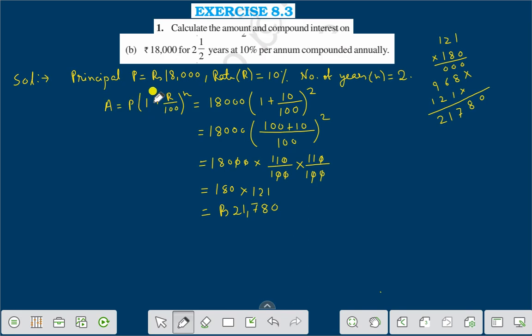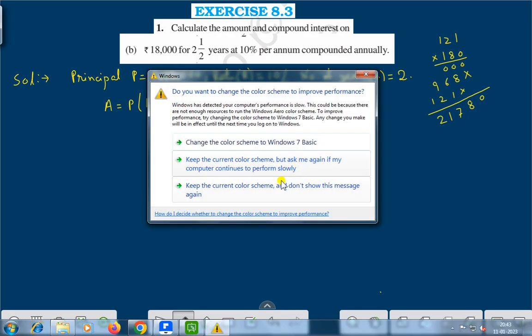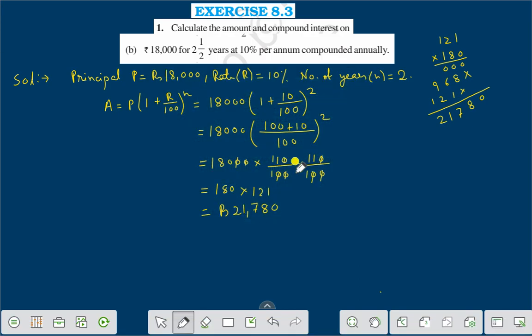A is equal to P into 1 plus R by 100 to the power n. That is 18,000 into 1 plus 10 by 100 to the power 2. Then 18,000 into (100 plus 10 by 100) whole square, that is 18,000 into 110 by 100 into 110 by 100. This 0 will cut with this 0, and this 0 will cut with this 0.